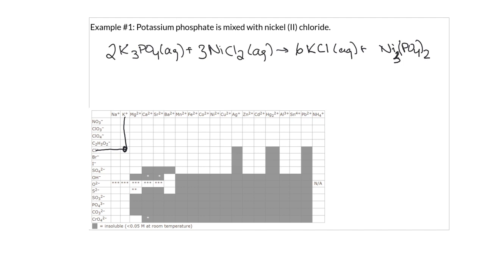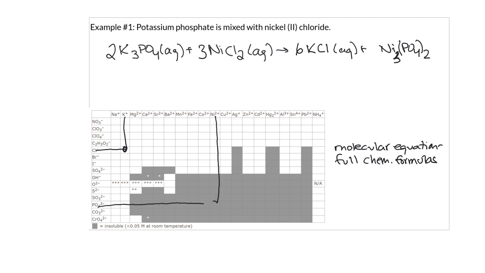Again, this is a skill that you need to go back and figure out if you can't do this translation part right away. What we've just done, and I'll leave that in black, is called the molecular equation. It's the full chemical formulas. And that's useful. It explains what's going on and it helps us easily name the things that are happening. By the way, I forgot to mention where nickel and phosphate meet up is a solid phase label. It helps us understand what's going on.